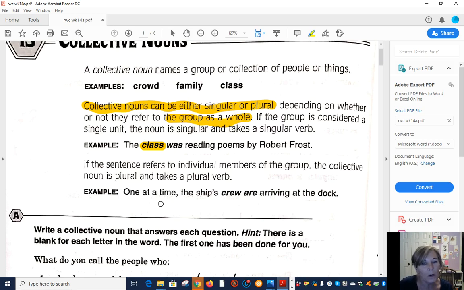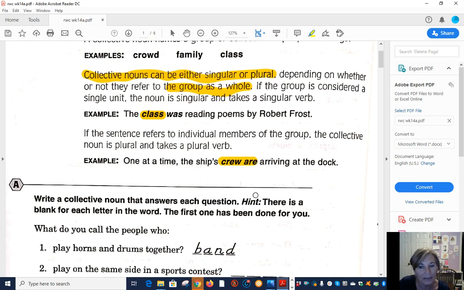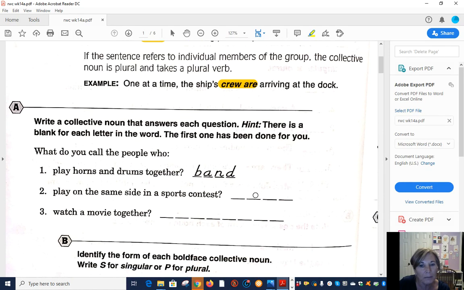Look at this one. One at a time, the ship's crew are arriving at the dock. The crew, the people working on the ship, are not acting as one. They're not all arriving together. They're arriving one at a time, so it's plural. The verb is plural. It's kind of confusing. I'm going to talk to you about some of these answers.